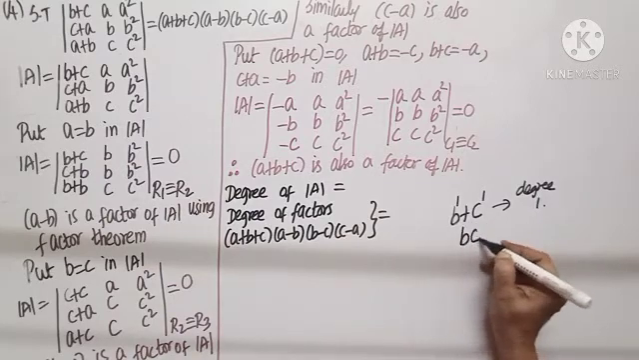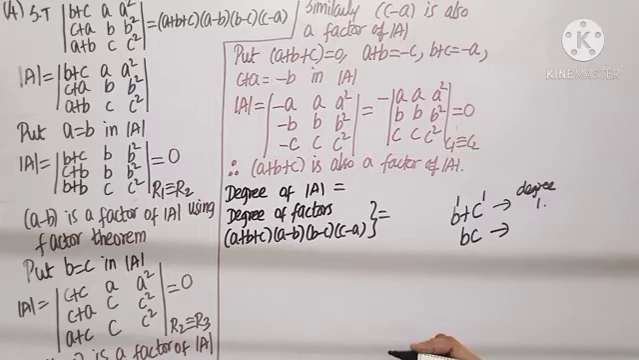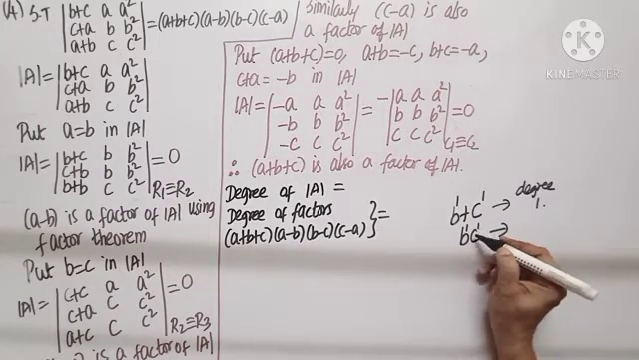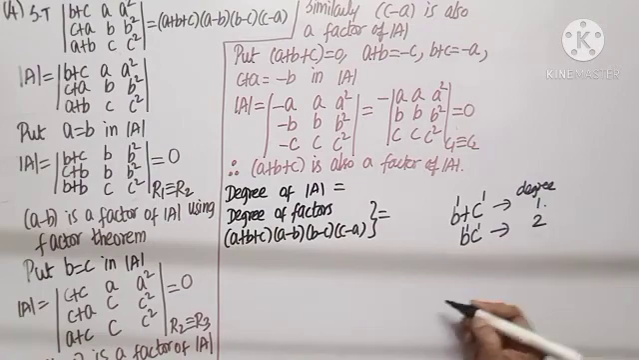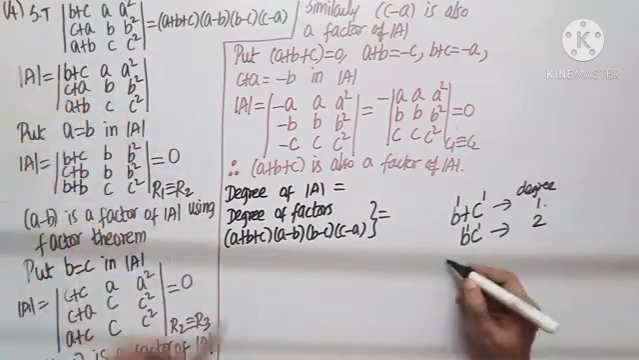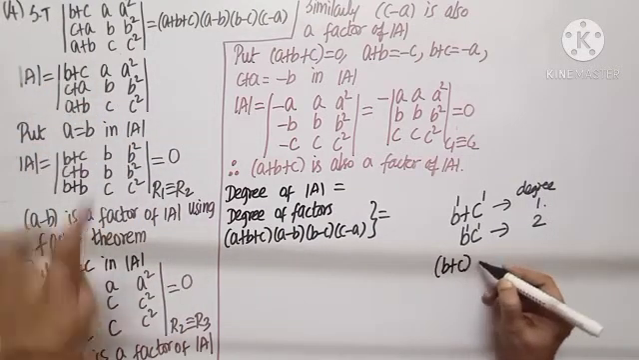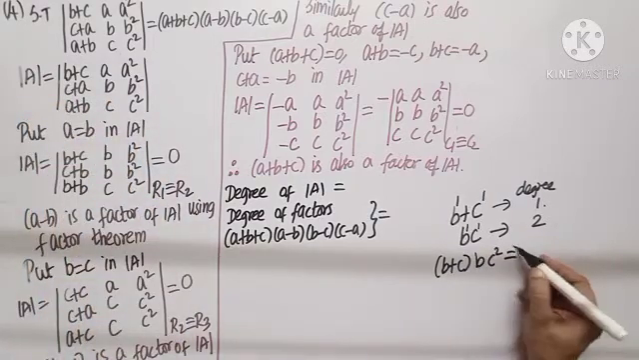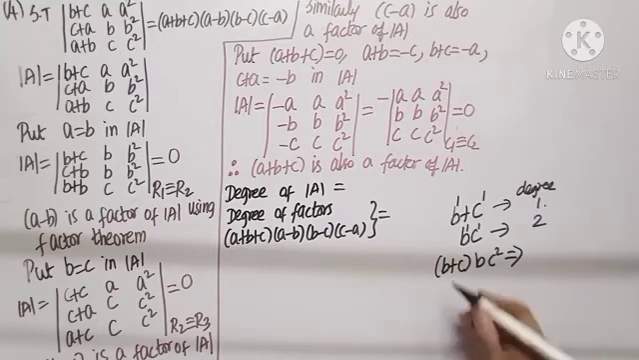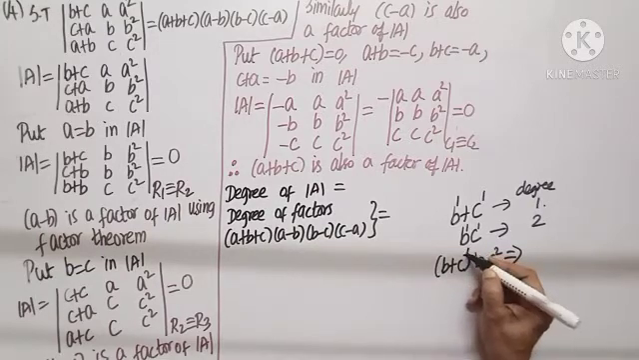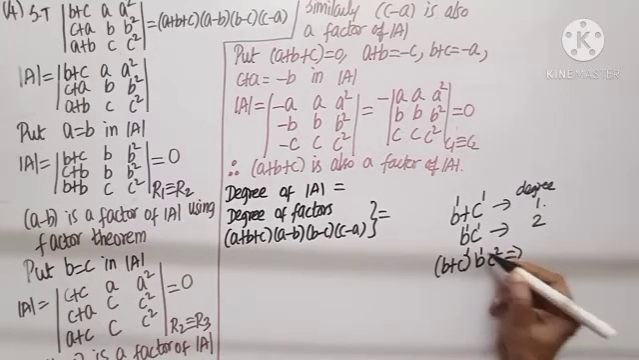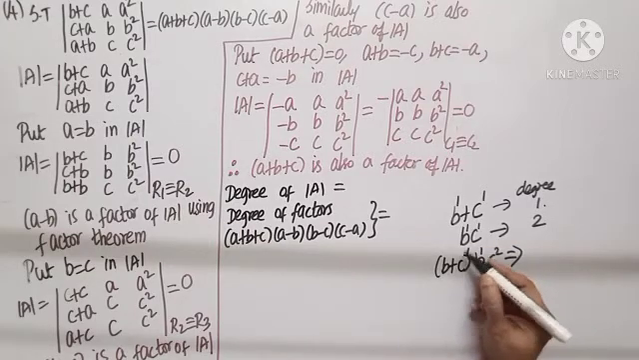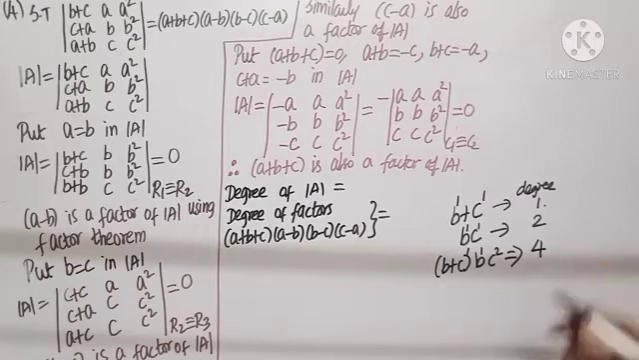Suppose I have BC. Now what is the degree? It is multiplication. I have to add the degrees. So the degree is 2. Now diagonally, what are the terms? I have B plus C, I have B, I have C square. This is multiplication. Here the degree is 1, here the degree is 1, here the degree is 2. Multiplication tells me add the powers, so I get 4.